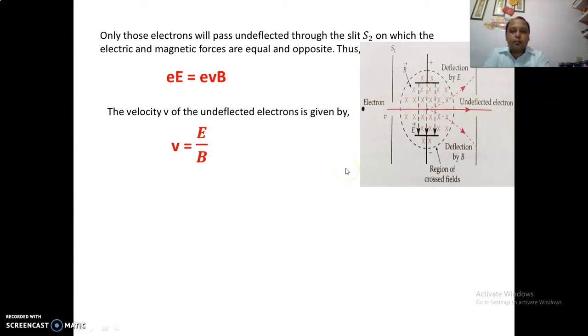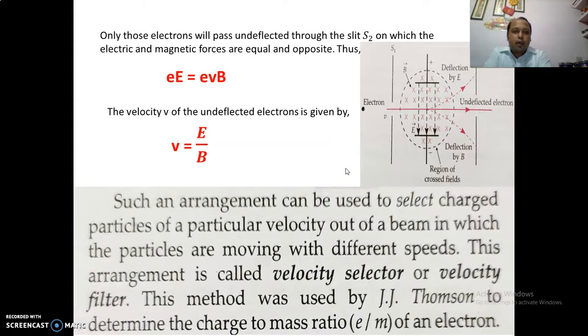Because of this, a particular electron having a particular velocity will be obtained through the slit S2, and this arrangement is known as a velocity selector or velocity filter. The arrangement can be used to select a charged particle of a particular velocity out of a beam in which the particles are moving with different speeds. This method was actually used by J.J. Thomson also to find the charge to mass ratio, e/m, for an electron.